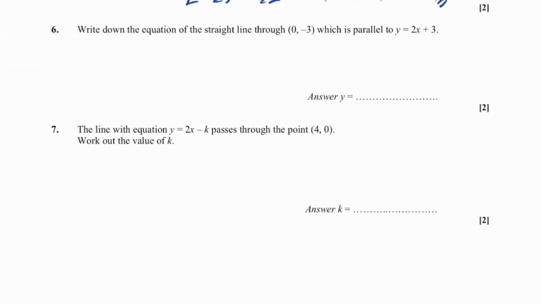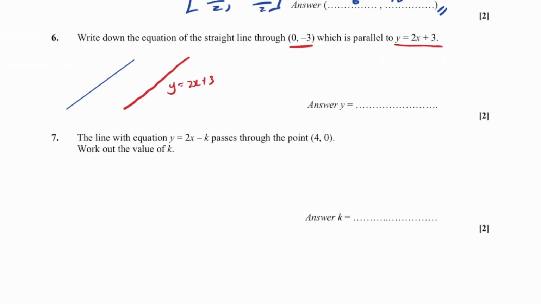Write down the equation of the straight line through 0, negative 3, which is parallel to y equal to 2x plus 3. So for visualization purpose, this is the line that you're interested in, and then there is a red line that is y is equal to 2x plus 3. So you know that the blue line passes through 0, negative 3.